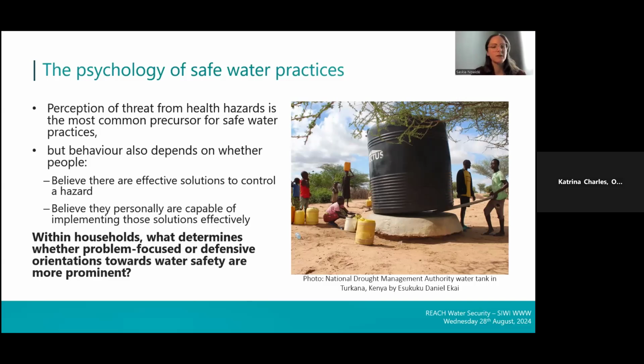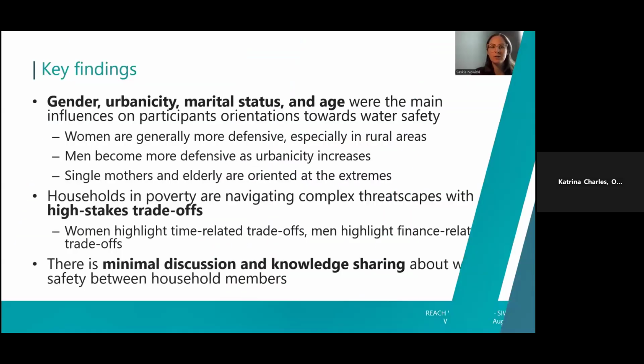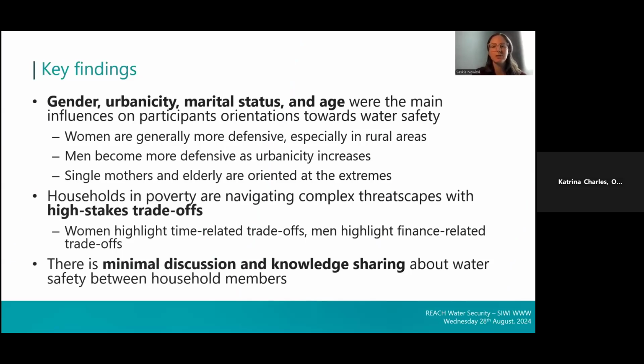So this background formed the basis of our efforts in WISER to understand what determines whether a problem-focused or defensive orientation towards water safety is more prominent. We found that gender, urbanicity, marital status, and age all interact to influence participants' orientations. Women were generally more defensive, especially in rural areas where gendered expectations of housework were more rigid. Men became more defensive as urbanicity increased, and we think that this is related to there being more options to pay for water as urbanicity increased.